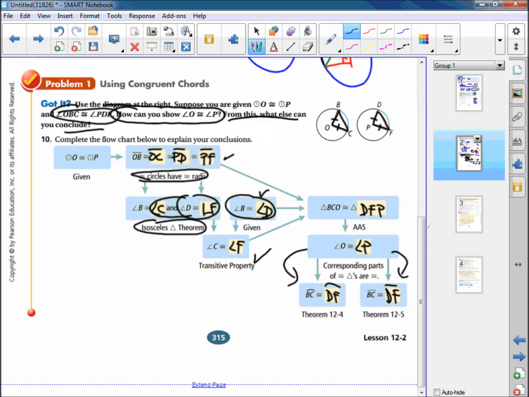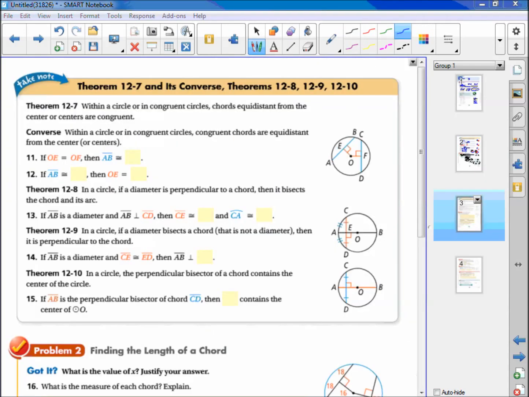All right, let's flip it over and take a look at page 3. So we have theorem 12-7 and its converse, and then we also have theorems 12-8, 12-9, and 12-10. So theorem 12-7 says, within a circle or in congruent circles, chords equidistant from the center or centers are congruent. So here's the center of our circle, and then here's two distances that measure the distance from the center to the chord. Notice when we measure the shortest distance, we have a right angle there, so it's going to form perpendiculars to show us the distance.